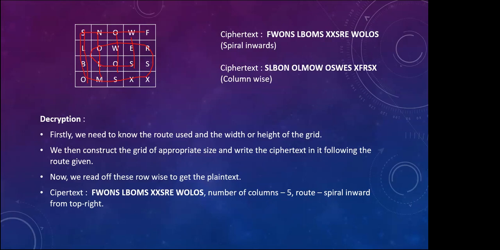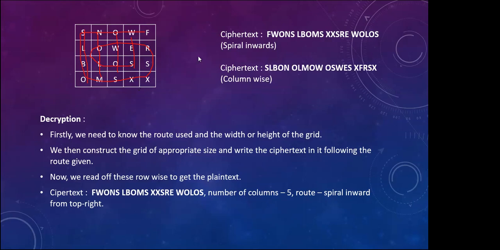Now for decryption, we have to go in a reverse manner, you can say. What we need is the number of rows or columns and the route which was used for encryption. We have to know these two things, and then we construct. For that, first we construct a table with the given number of rows or columns.